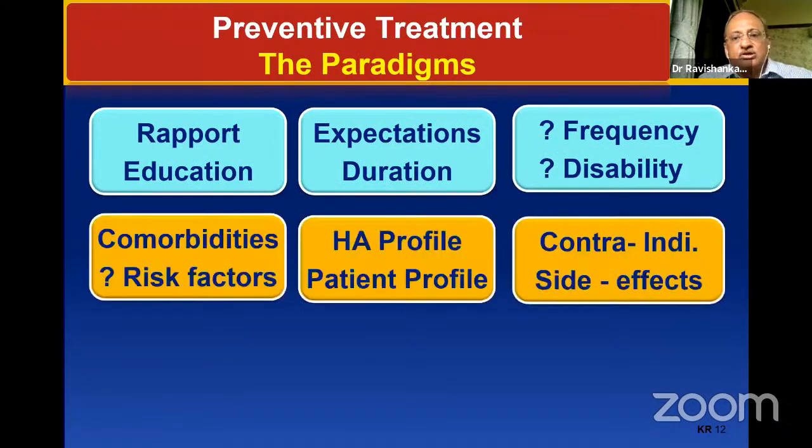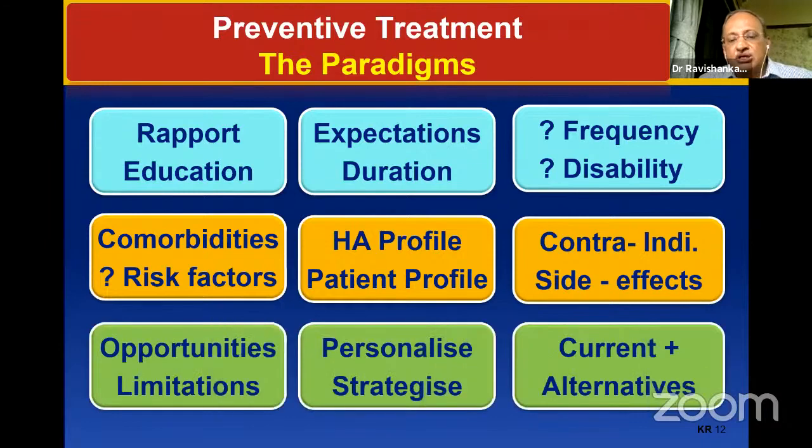So when you choose preventives, you got to explain to the patient, you got to tell them the goals, you got to look at the profiles, you got to be aware of the contraindications, the side effects, and you got to combine them, strategize prevention using current options. And there is a huge scope for alternative treatments in the preventive treatment of migraine, which is currently being largely neglected.